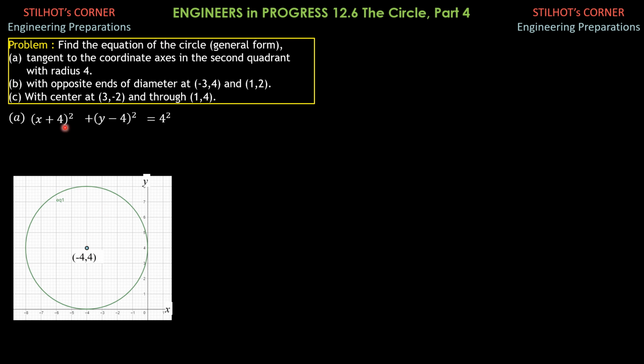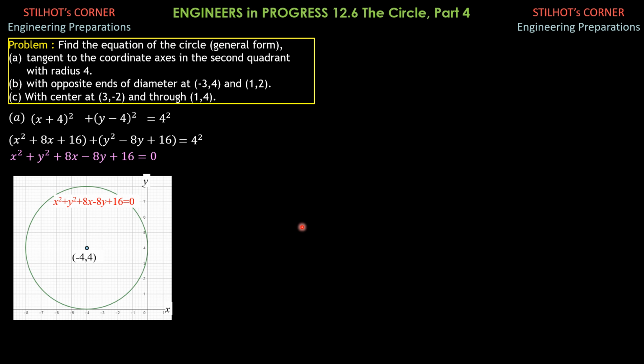Expanding, this is x square plus 8x plus 16, then plus y square minus 8y plus 16 equals 4 square, and 4 square is also 16. So if we cancel out 16, the equation of the circle can now be determined. It is x square plus y square plus 8x minus 8y plus 16 equals 0. So that's the equation of this circle. So we put the equation here and this is the sketch of the circle.